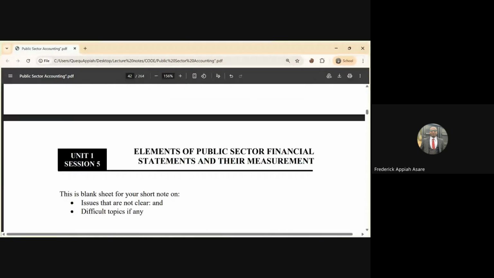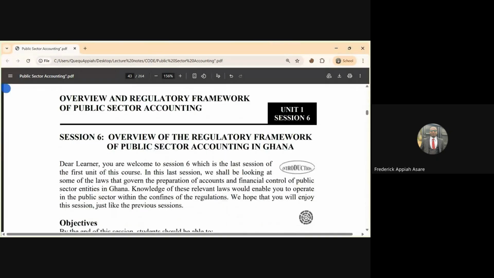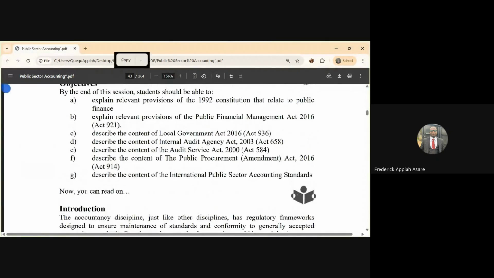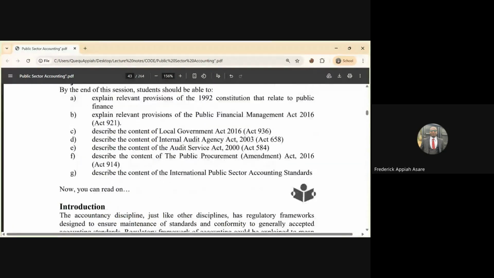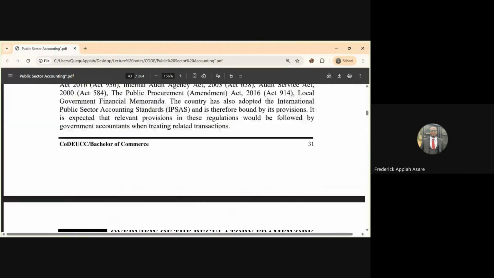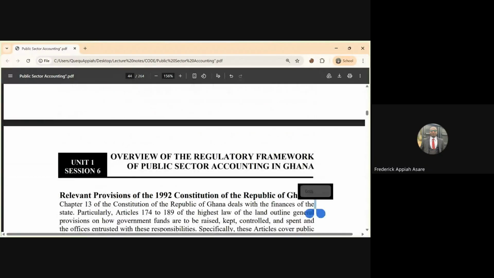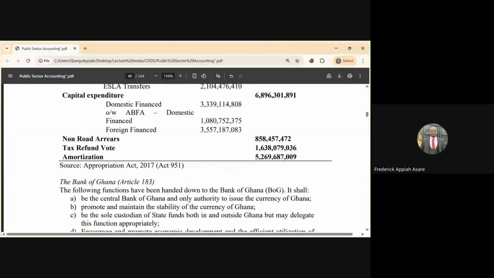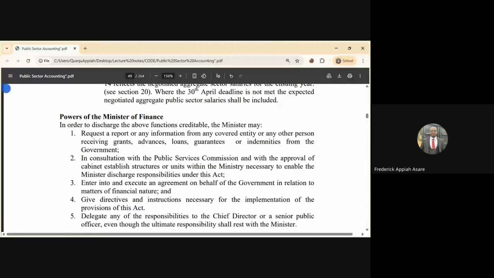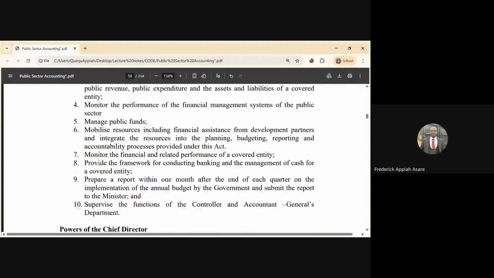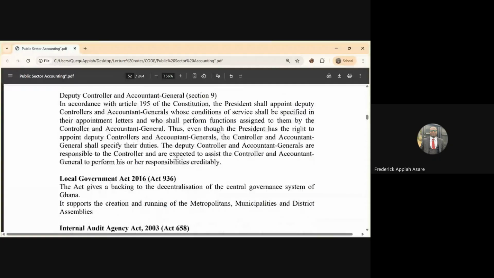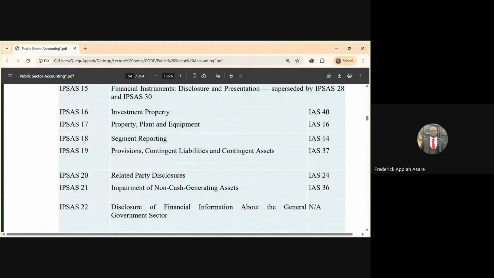Next week, we will look at the overview of the regulatory framework. That is all those regulations that govern the preparation of the annual public sector accounts. We look at some of the acts, the relevant provisions, the constitution, the public funds, and all those things. We look at all of them. If we start now, we won't finish. That's why I want to push it to next week, so that we use the first 20 or 25 minutes to clear all these before we move on to the unit.